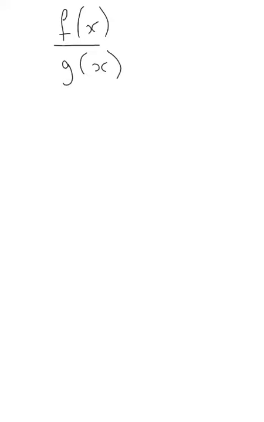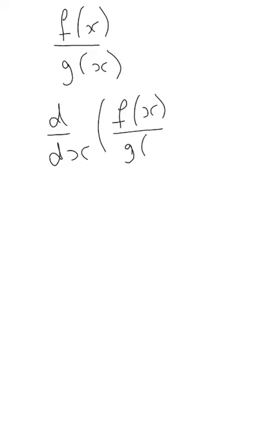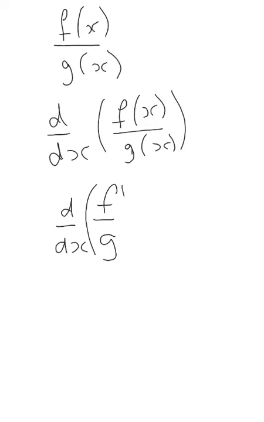We can differentiate this with respect to x using the quotient rule. So when I write down the derivative with respect to x of these two functions, which are functions of x, I'm just going to simplify it by writing f over g, so that I don't have to keep writing brackets with x on the side.